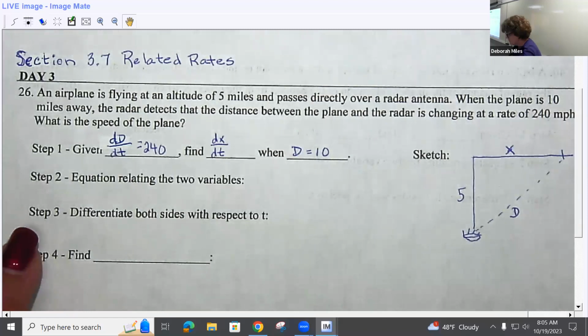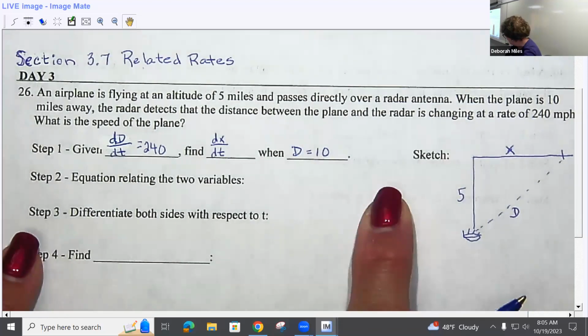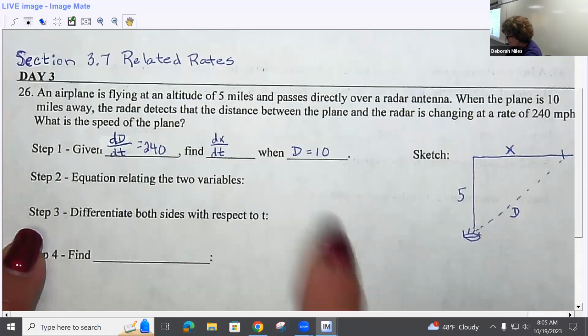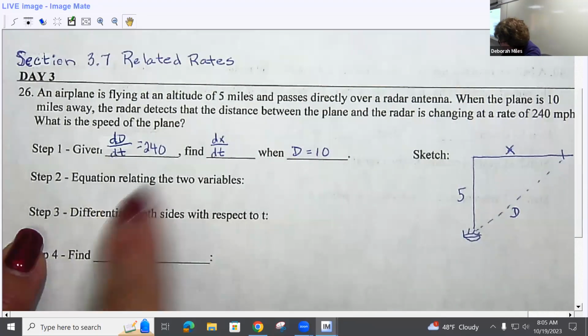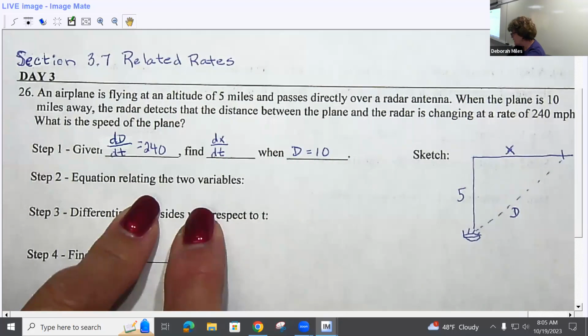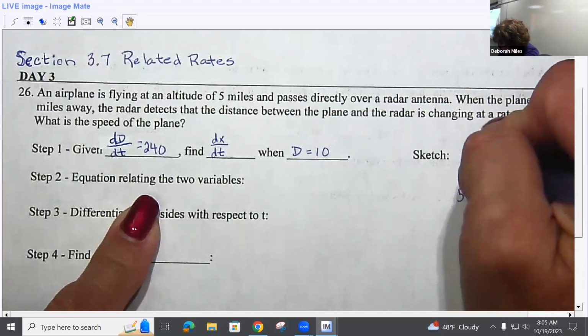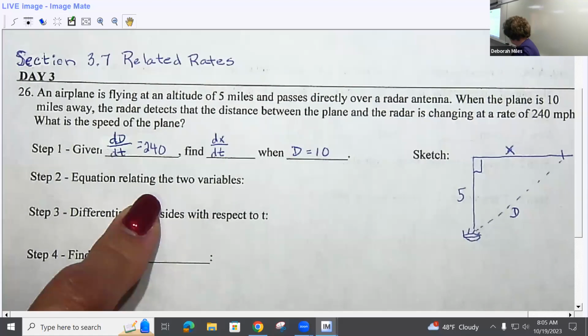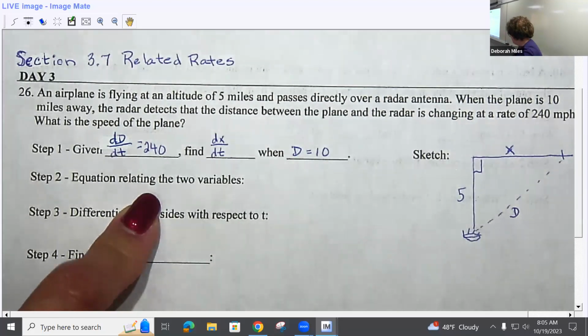Now I think drawing the picture and writing that sentence is the hardest part. If you can identify the quantities you're given and the quantity you're looking for, then I think you could come up with an equation, especially since that's a right triangle. What equation would relate my x's and D's in this problem?